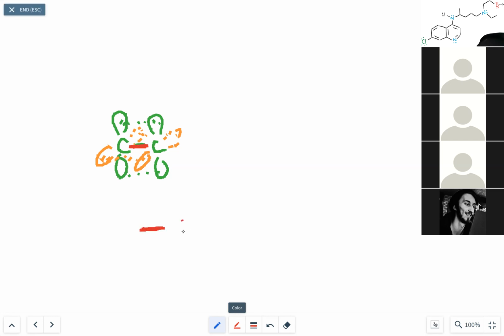Sigma bond is made from hybrid orbitals. And the pi bonds are made with p orbitals.